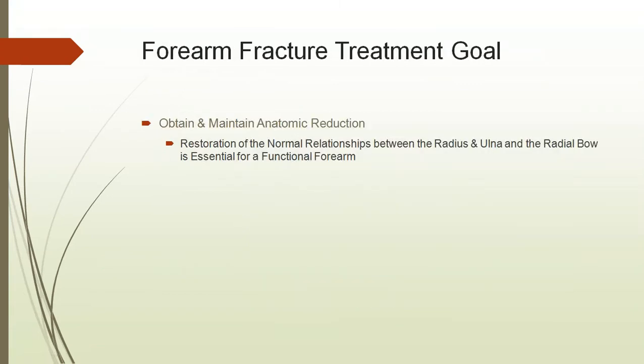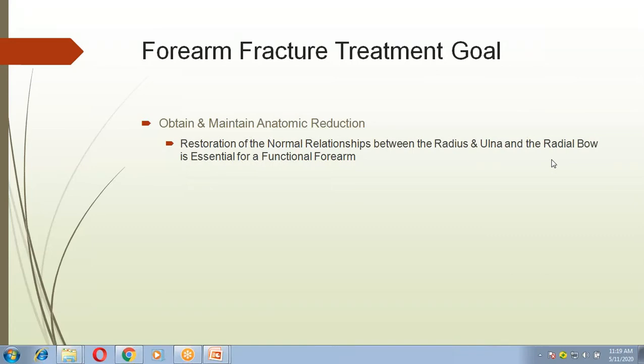And the forearm fracture treatment goal. What is the goal of treatment? You have to restore the normal relationship between the radius and ulna. And the radial bow is essential for the functioning of the forearm, so that must be remembered while treating any forearm fracture.